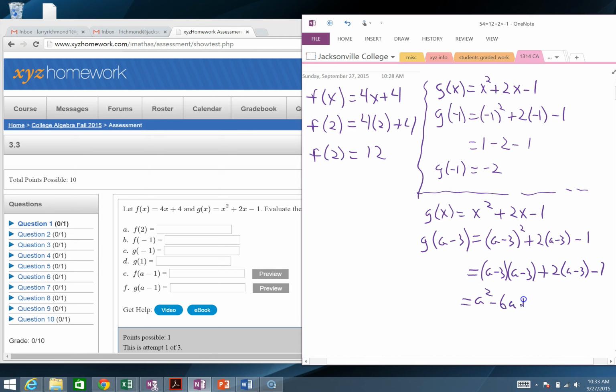Negative 3 times negative 3 is a plus 9. 2 times a is plus 2a. 2 times minus 3 is a minus 6. Minus 1, so minus 7. Now I can combine like terms. Nothing is like a squared. Minus 6a plus 2a is a minus 4a. And then 9 minus 6 is 3. Minus 1 is a minus 4. This is g of a minus 3.